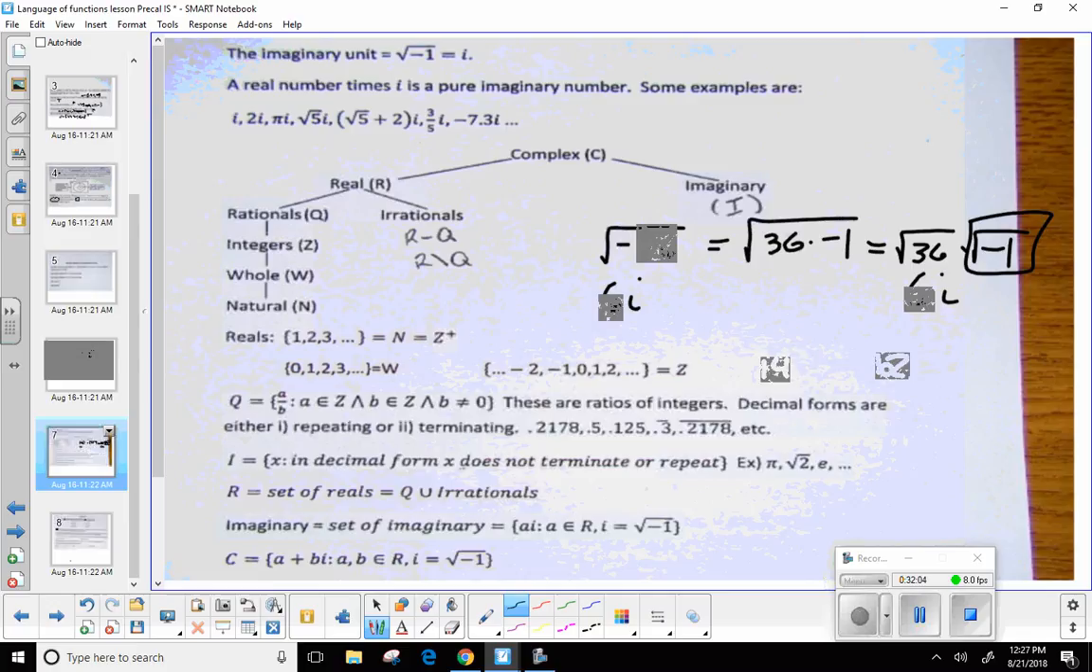So, is it complex? Yes. Real or imaginary? This one's definitely imaginary because I have an i. Now, because it's imaginary, you'll notice there are no groups below it. I can't go any further. So that's all I can classify it as.